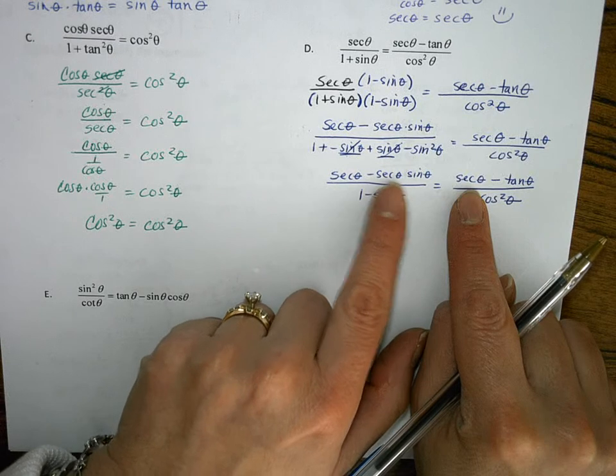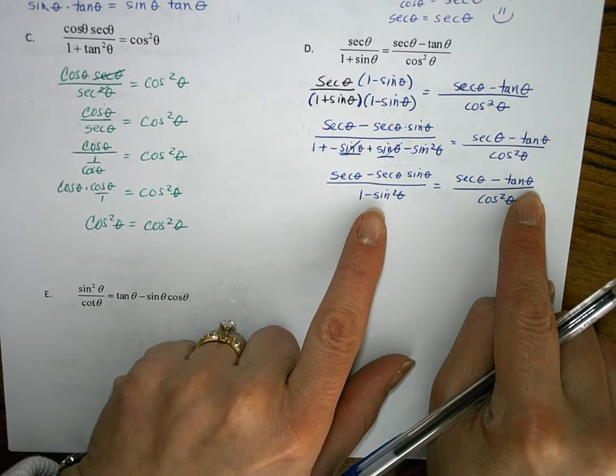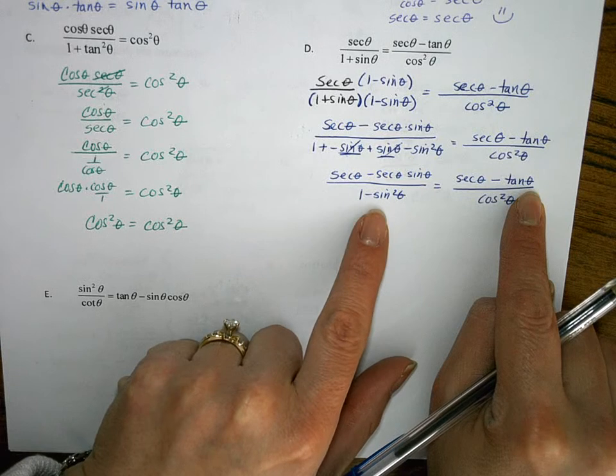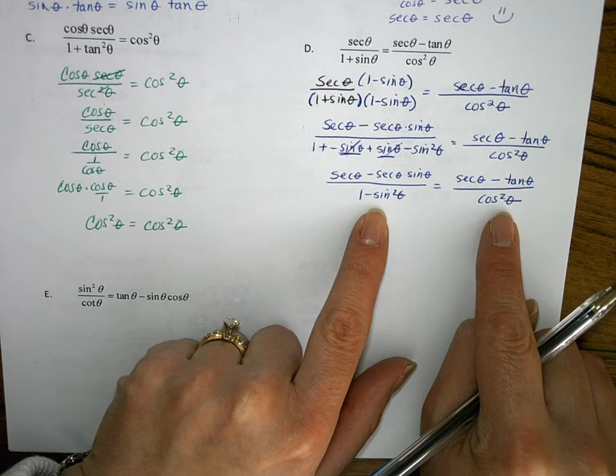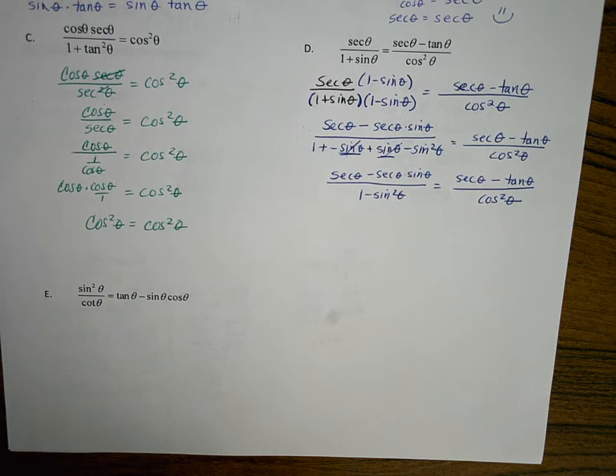Yeah, here I have secant theta sine theta. Someday I want that to be tangent. Not looking so good. In the denominator, I have 1 minus sine squared. Someday I want it to be cosine squared. Any suggestions? 1 minus sine squared is cosine squared.